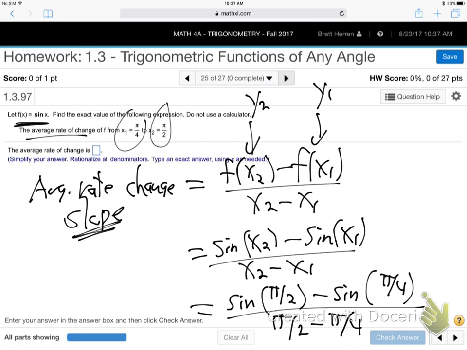See what I did there? So average rate of change is slope. Slope is how fast a line rises. It's the rate of change of the line. So it's the difference of f values, y values over x values. The f is sine, so sine of this minus sine of that. You can write this on your 3x5 card if you're nervous about remembering all this for the test.